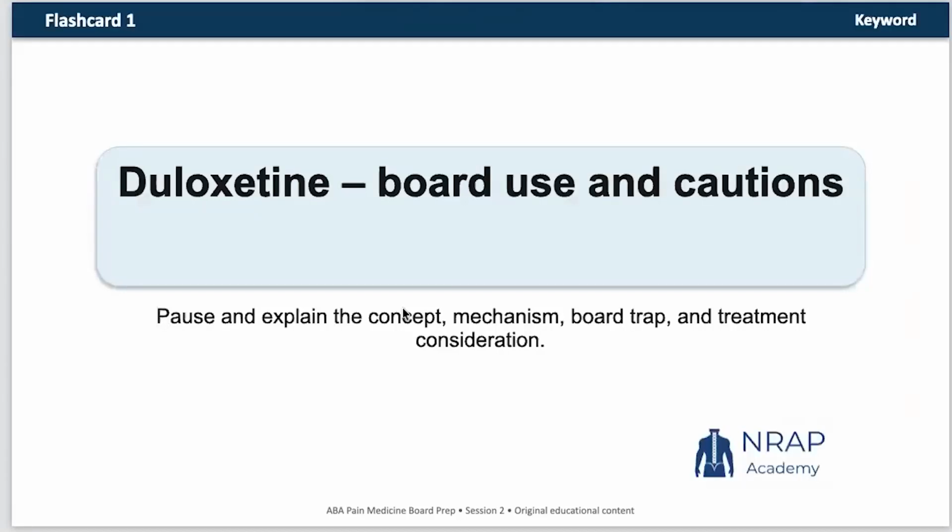Okay. All right. So now we're getting to the flashcards. We have about 10 minutes or so.